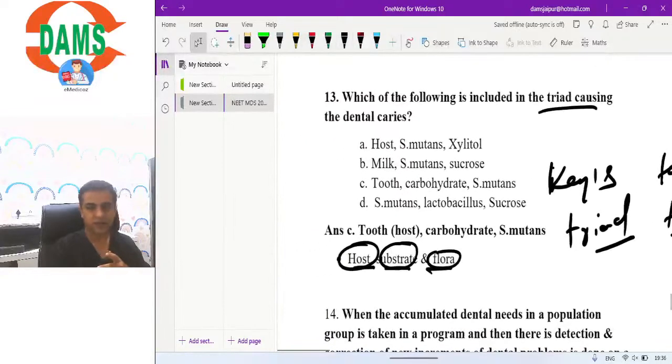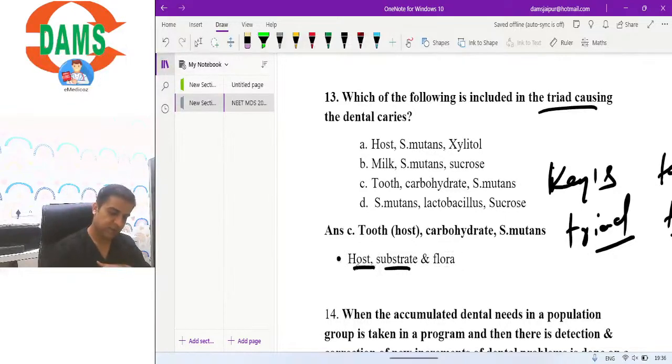How does a cavity get caused? Cavity is caused by a combination of three factors: host, substrate and flora. Host is tooth, substrate is your sugar, and flora is basically mutans.